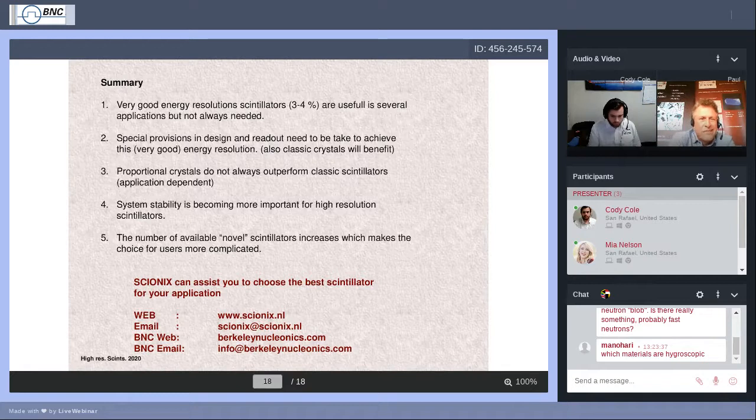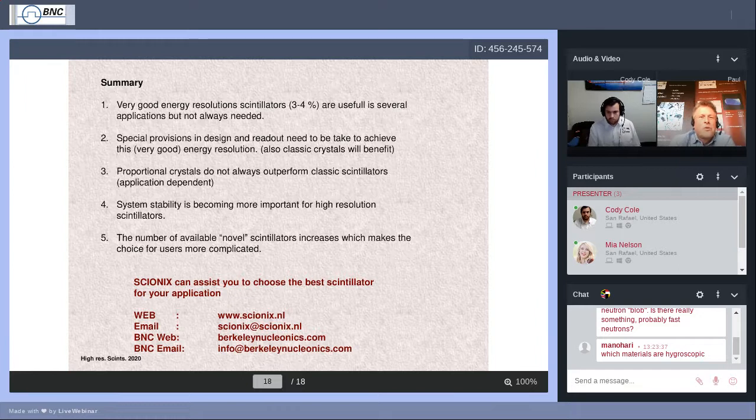We shouldn't forget that if we want to obtain a high resolution detector, we should make special provisions in the design and readout to achieve this high resolution in the final instrument. This means we have to use special light detectors and special configurations. Otherwise, we will not have the expected results.